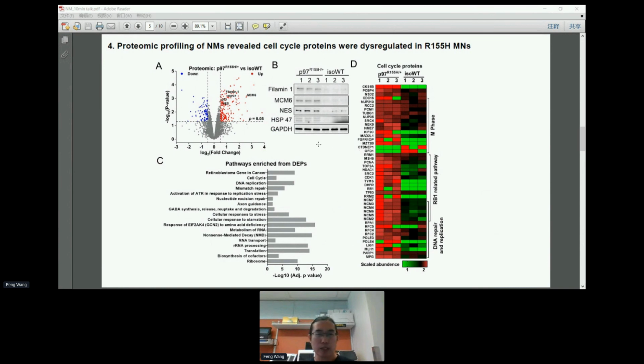To figure out what cellular functions the dysregulated proteins might participate in, we did functional enrichment analysis, and we found those cellular pathways were potentially affected by the P97 mutations. Of those pathways, the main character of them is that they are related to cell cycle, and we listed the cell cycle related proteins, and we found most are upregulated.